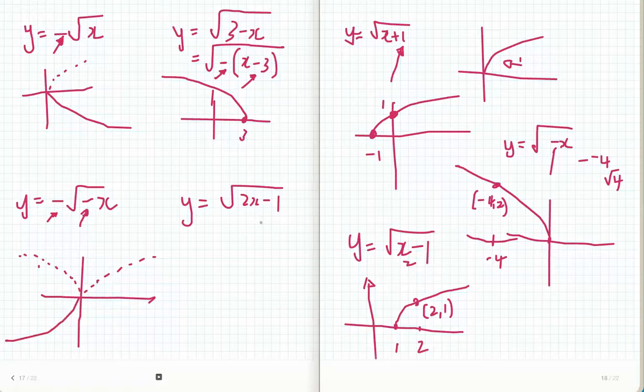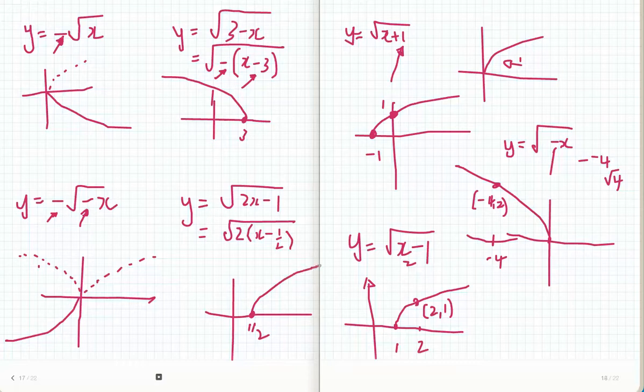And the last example, 2x minus 1, I've got a dilation, so I'll bring the 2 out, and I've got x minus 1/2. It's actually been moved to the right 1/2, and the 2 gives it a dilation so that it's steeper. Okay.